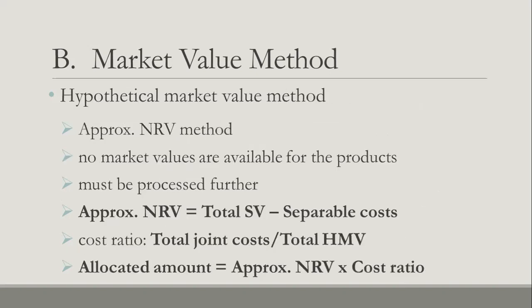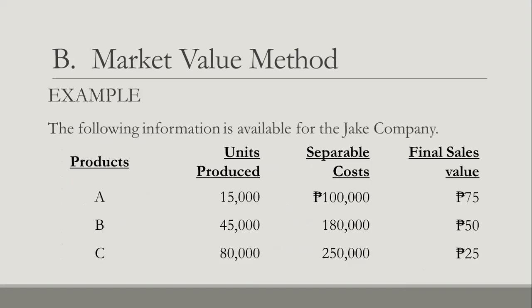And here we have your hypothetical market value method, the approximate NRV method, where no market values are available for the products. Thus, they must be processed further. So your approximate NRV is equal to your total sales value less separable costs. Let's take this again for example.